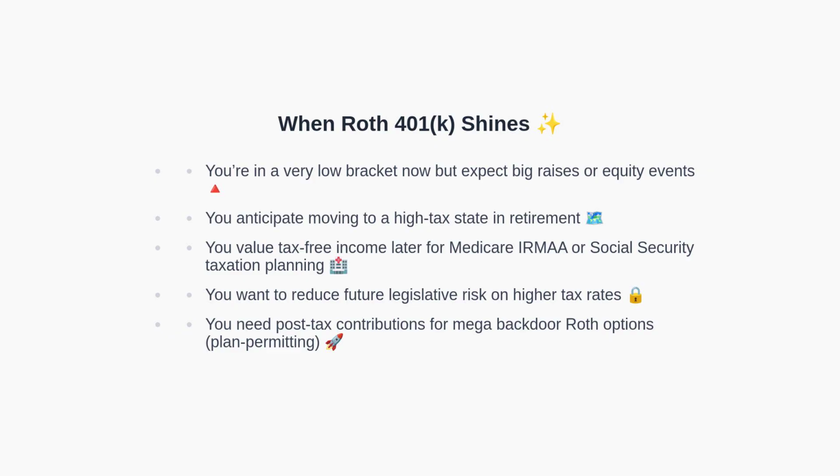Meanwhile, there are clear cases for the Roth 401k. If you are currently in a very low tax bracket, but expect significant income growth or liquidity events, paying tax now can make sense. If you expect to retire in a higher tax state, or you value tax-free withdrawals to manage Medicare income-related monthly adjustment amounts, or the taxation of Social Security benefits, Roth can help. Additionally, some want to hedge against potential future tax increases. Finally, plans that permit after-tax contributions and in-plan Roth conversions can enable advanced strategies often called mega backdoor Roth.